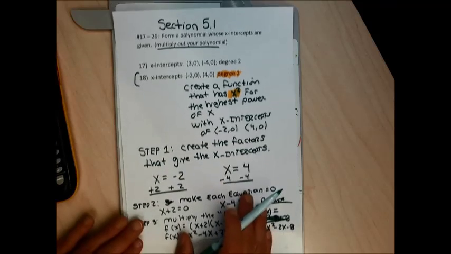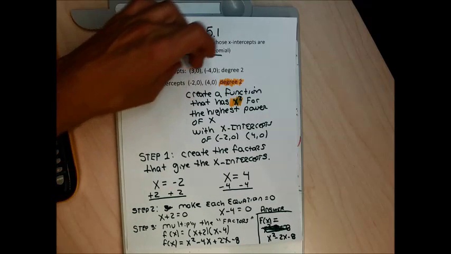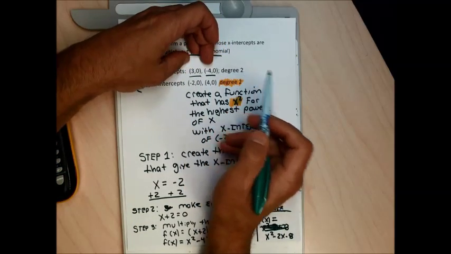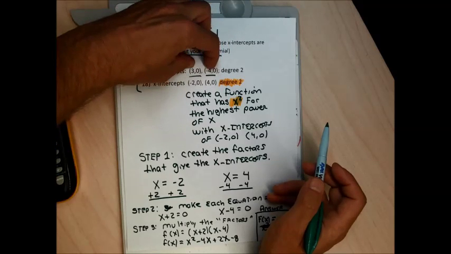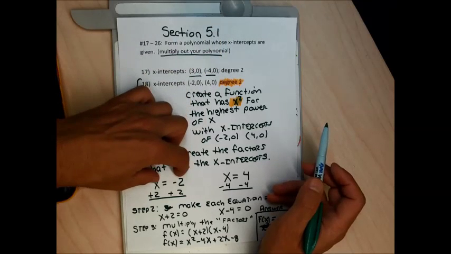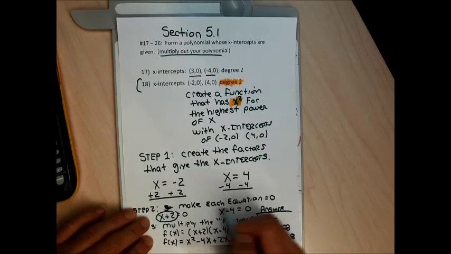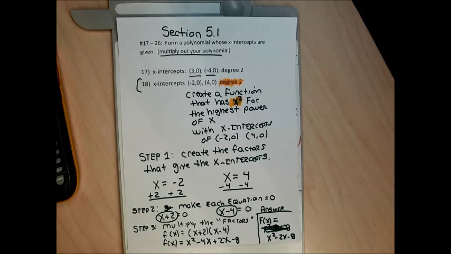So for each of the problems between 17 and 26, we're just going to follow these steps. For every x-intercept, we're going to create a factor by setting x equal to the x part of the x-intercept and then setting that equal to 0. You're going to get multiple factors, and you're just going to multiply the multiple factors out to get your answer.